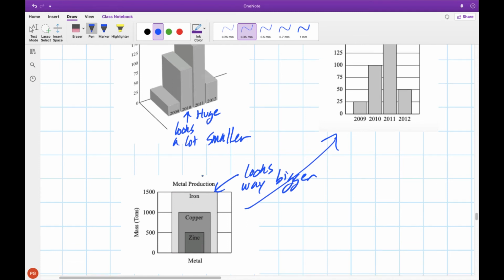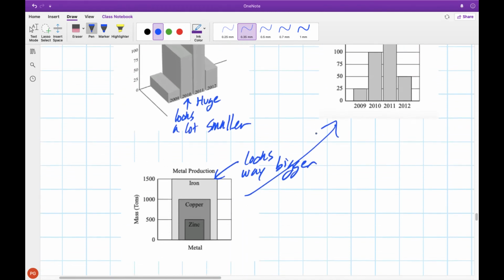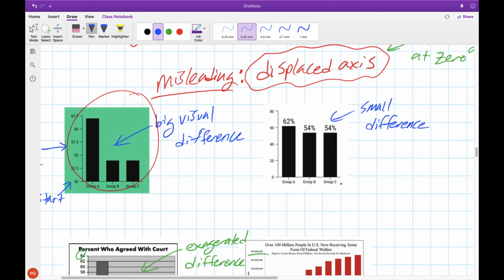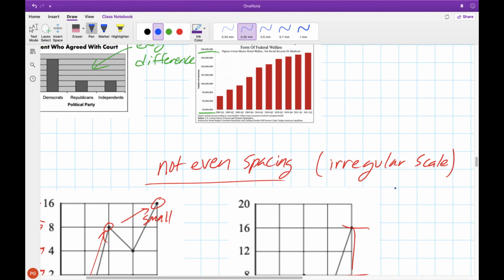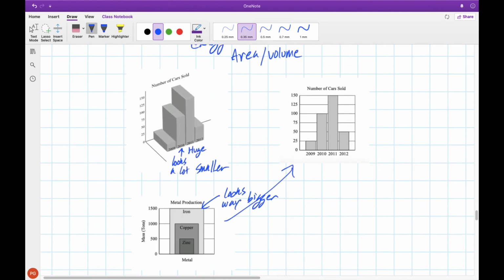So if you see graphs that are in perspective or have some weird thing where they're messing around with the different areas instead of doing regular bar graphs or regular pie charts, that's definitely a red flag. Exaggerated use of area, displaced axis, as well as irregular scale are the 3 main things that the book focuses on when it comes to misleading graphs. However, there are a lot of other ways that graphs can be misleading.